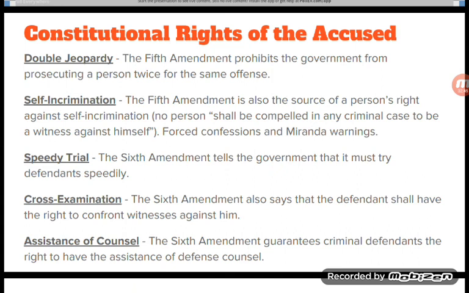Self-incrimination. The Fifth Amendment is the source of a person's right against self-incrimination. You can't be compelled to be a witness against yourself. And flowing from that as well are forced confessions and Miranda warnings. Miranda warnings are required. You obviously cannot force a confession from the accused. Speedy trial. The Sixth Amendment tells the government they must try defendants quickly. Cross-examination. The Sixth Amendment allows defendants the right to confront their witnesses.